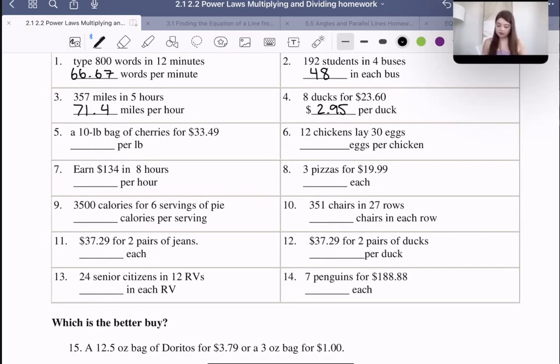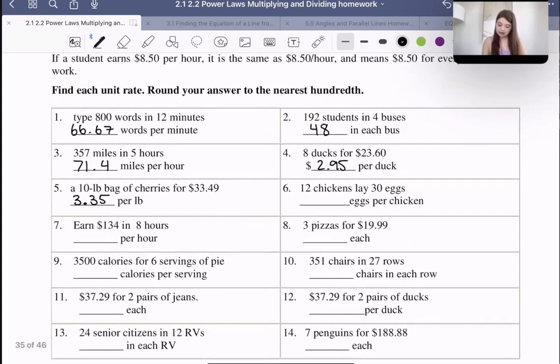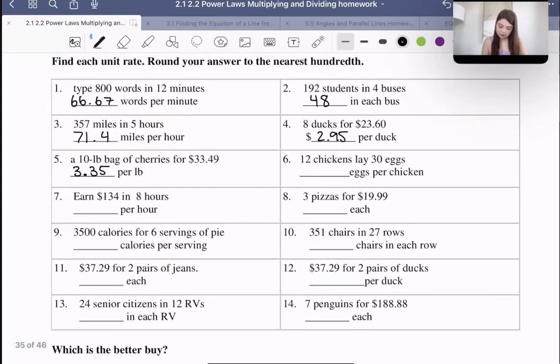Okay, number 5, a 10-pound bag of cherries for $33.49. How much do we pay per pound? Well, we need to divide that by 10, which means we're going to end up getting 3.349, which is the same as 3.35 because we're rounding to the nearest hundredth. So I'm going to round it to $3.35, $3.35 per 1 pound of cherries.